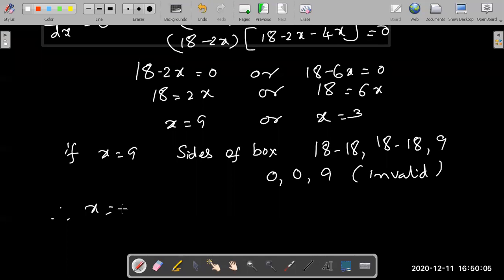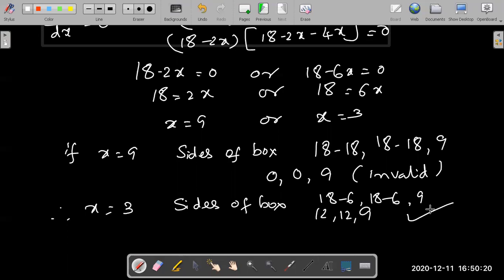Therefore, x must be equal to 3. Then the sides of the box will be 18 minus 6, 18 minus 6, and 9. So it's 12, 12, 9. So which is the correct one. So this is the simplest of all the questions coming from 17 onwards. So now we go to the 18th question.